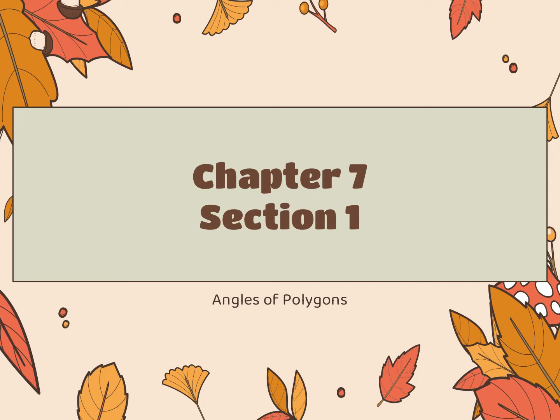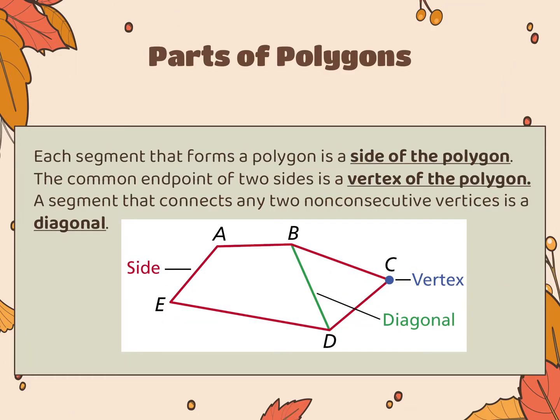So today we're going to start chapter 7, section 1, and we're going to talk about angles of polygons. First thing we need to do is identify the parts of a polygon. Each segment that forms a polygon is called the side of a polygon. The common endpoints of two sides is called the vertex of a polygon. And a segment that connects any two non-consecutive vertices is called a diagonal.